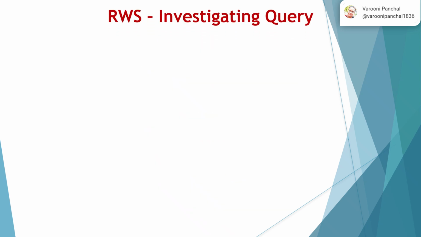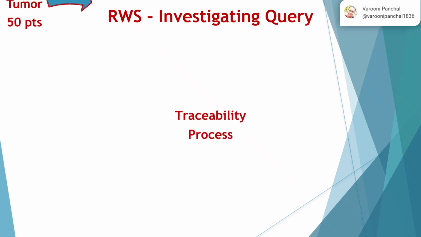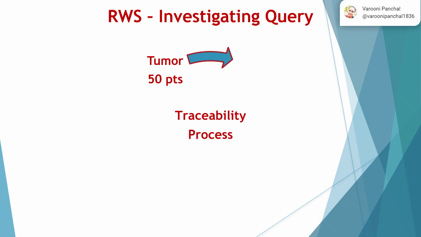Example, investigating data traceability in a query. Suppose an auditor notices that in the CSR, a table reports tumor progression, 50 patients. The auditor wants to verify how this number was derived. Here's how traceability works. 1. Start with the ADaM dataset. Verify the PARAMCD equals PROG records for 50 patients.